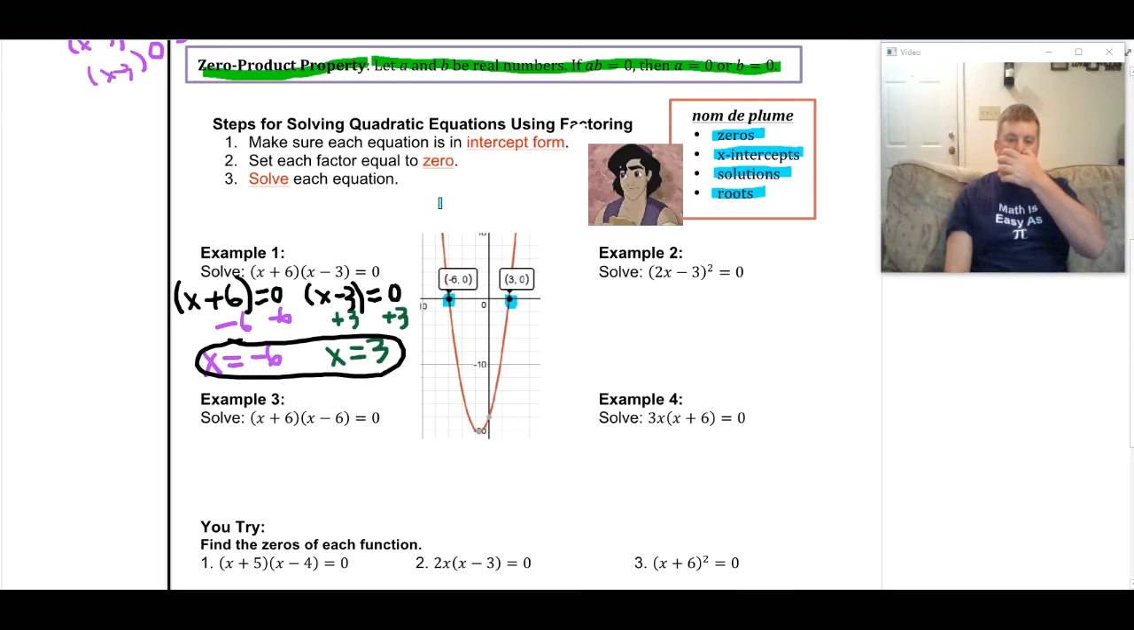So what we're really doing in this, and this is where we want you guys to draw that connection, is that when we are solving, what we're actually looking for are these intercepts that tell us where the graph is going to cross the axis.